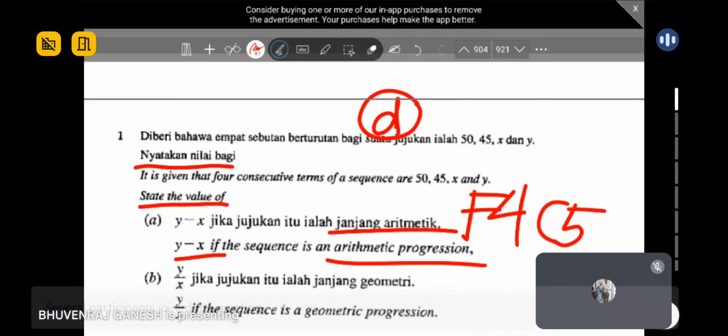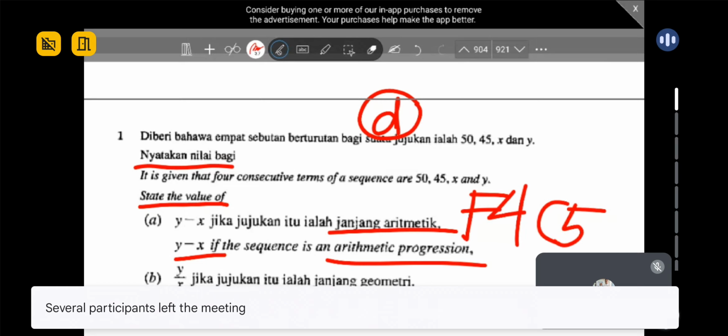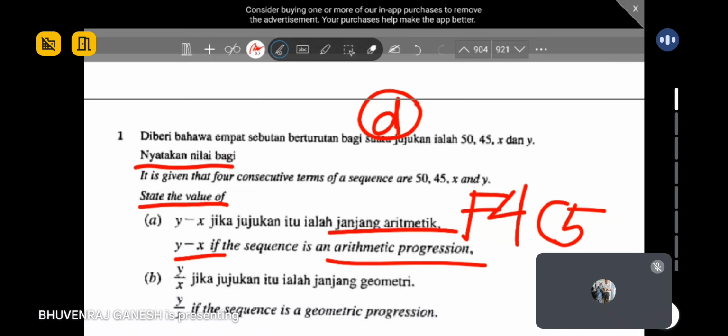Okay, so the concept is you can take any two numbers side by side, minus each other, they should have a common difference. Okay, mereka akan ada satu beza sepunya. So guys, if you look at this progression over here, what is the common difference? Apa beza sepunya? Yes, very good. You just take 45 minus 50, you will get negative 5. Okay, so negative 5 adalah beza sepunya, your common difference.